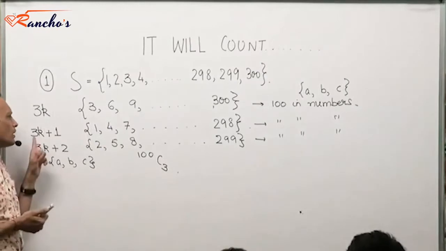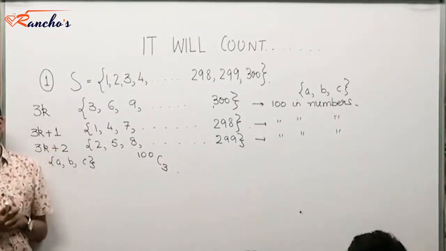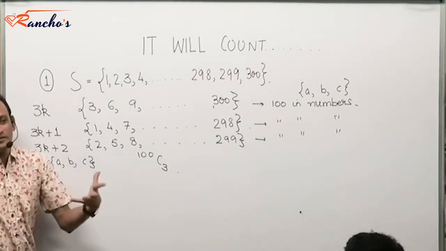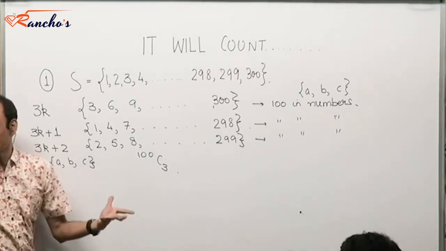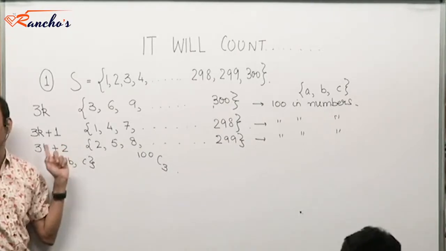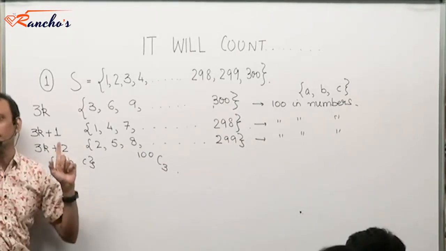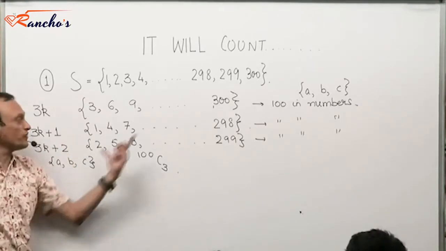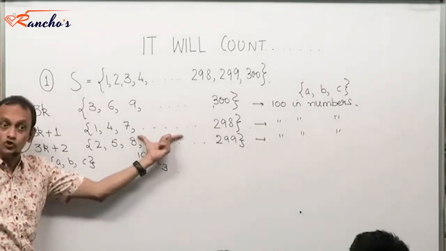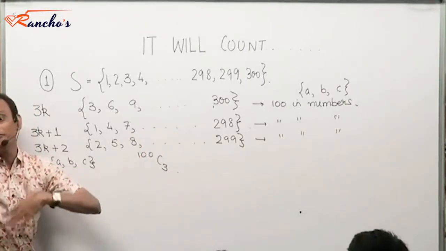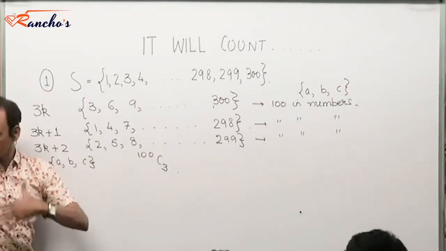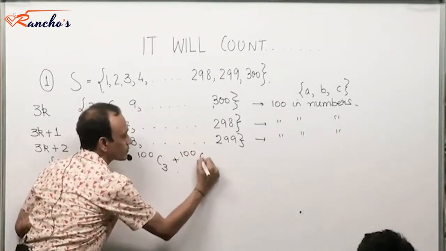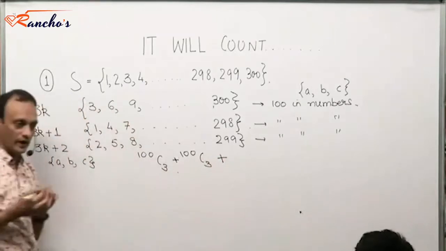Okay. If there are 3 numbers of the type 3k plus 1, and if you add them, they will add up to a multiple of 3, isn't it? 3k plus 1, one number, 3k plus 1, another number, 3k plus 1, another number, 1 plus 1 plus 1 would add up to a multiple of 3. So if I chose 3 numbers from this set also, they would add up to a multiple of 3. So again, I can do that in 100C3 ways, right?